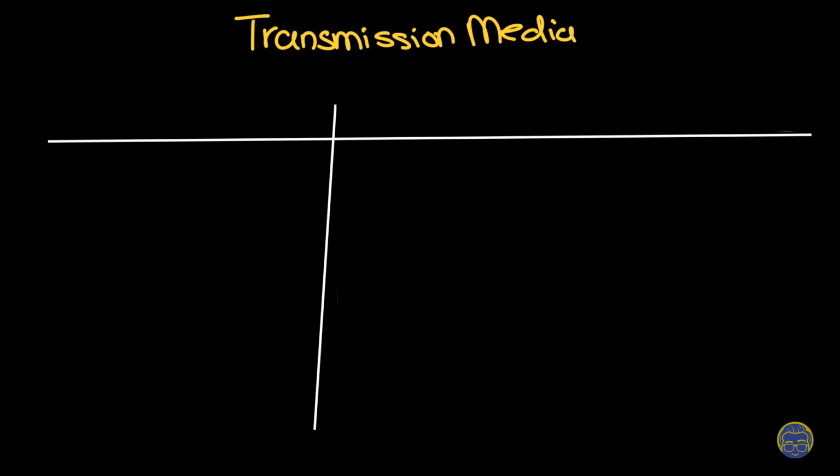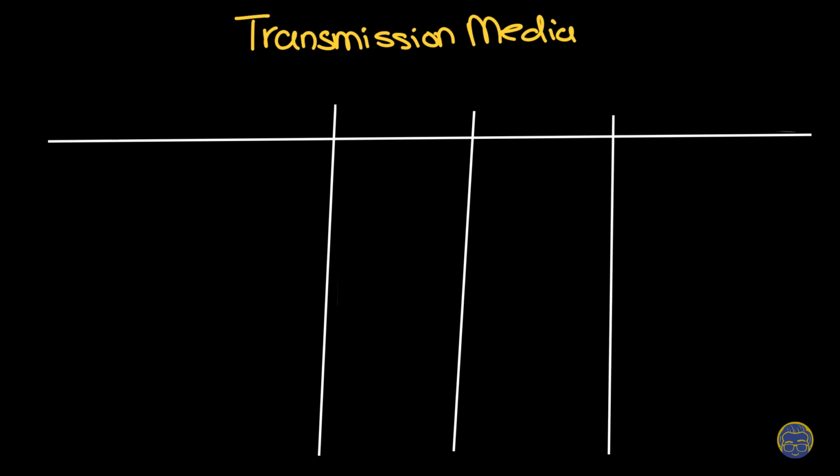Okay, then we'll move on to transmission media. So we have two different types of transmission media. One is wired and the other is wireless. In wired transmission media, we'll talk about two different cables, copper cable and fiber optic cable. In copper cable, we have two further possibilities. The first one is twisted pair cable, the other is coaxial cable.